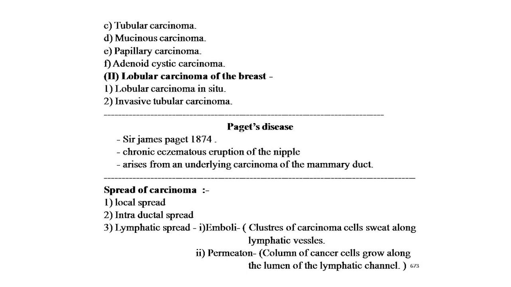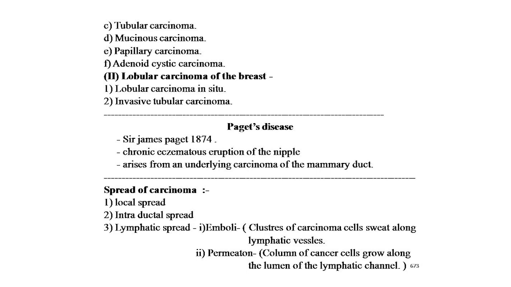Now the next point is Paget's disease. Sir James Paget in 1874 described this lesion, which is a chronic eczematous eruption of the nipple. Paget's disease constitutes approximately 1% of the histological types of breast cancer. It is almost always associated with an underlying intraductal and invasive carcinoma. These constitute 1% of all breast cancers, very rare.